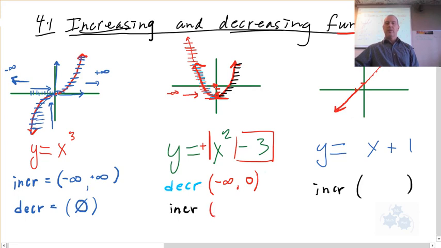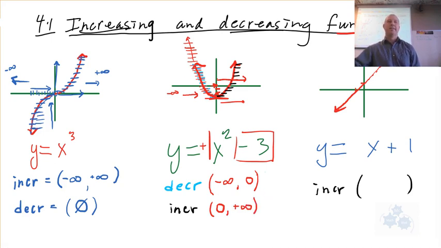So where is it increasing then? What would be the interval that it's increasing? Starting at 0, or just right beside 0 there, right? We won't include 0, but after 0, so when it's positive. So from 0 to infinity.